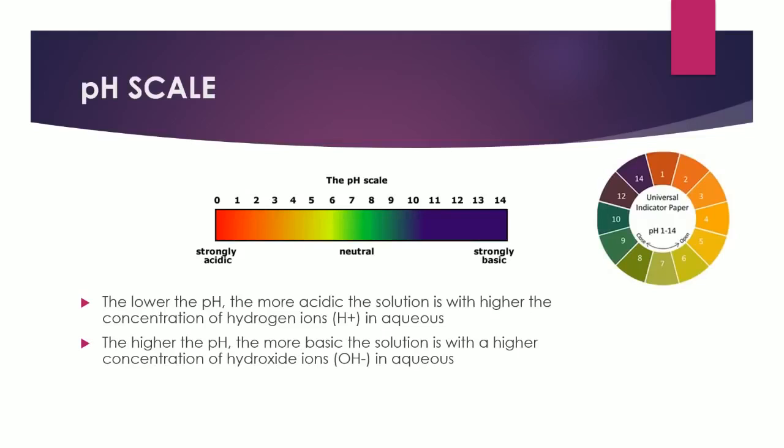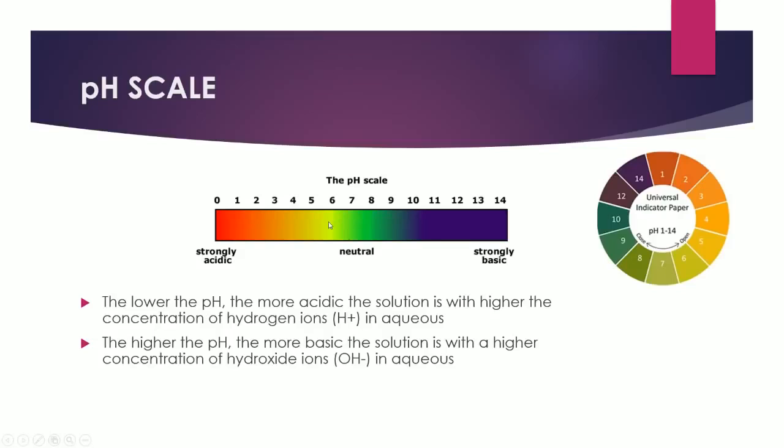So we'll start off with the pH scale, a scale that exists from 0 to 14, 7 being exactly neutral. Going down the scale, the more acidic the solution becomes, and going up the scale, the more basic the solution becomes. So the lower the pH, the more acidic the solution is, with a higher concentration of hydrogen ions in aqueous. The higher the pH, the more basic the solution becomes, with a higher concentration of hydroxide ions in aqueous, and this will make a bit more sense when we take a look at the definitions of an acid and a base.